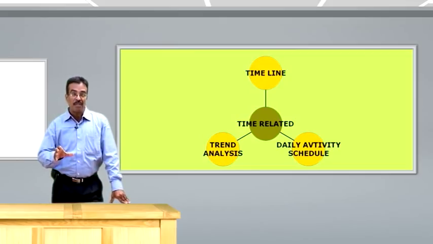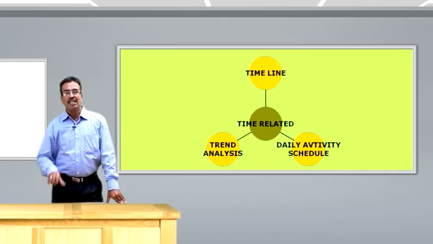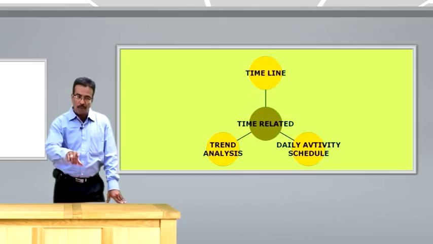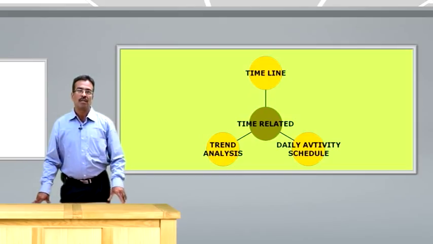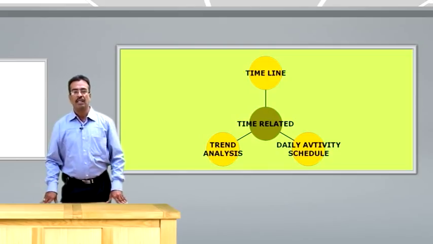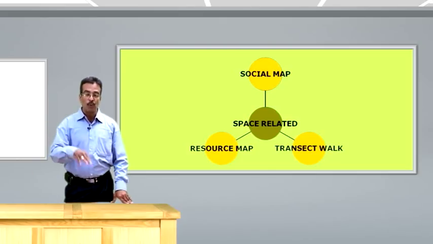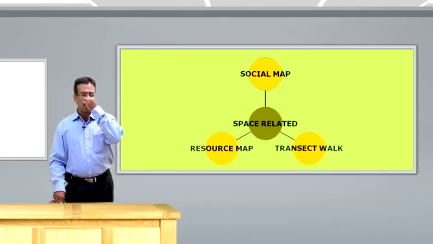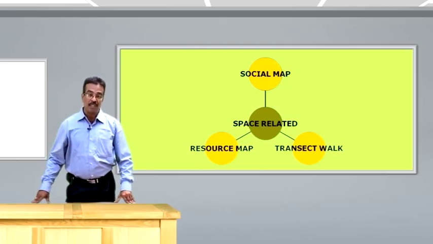Then the social map is nothing but a sociological mapping or institution mapping. We ask the people what the social institutions are, what types of institutions there are in this area. We ask the people to draw it as a graph. So that is a social map. Then the resource map is again about the different types of resources available. So all of that is related to space.